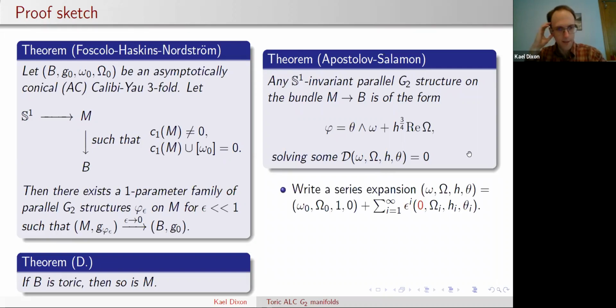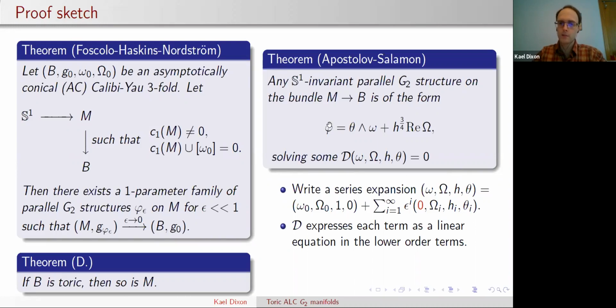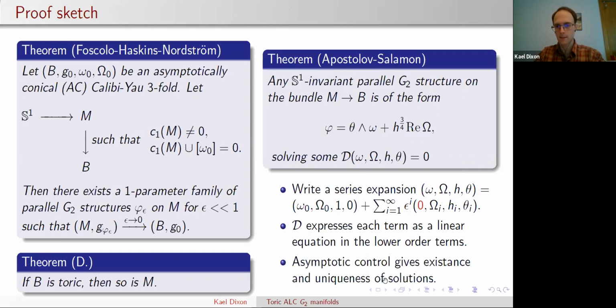So in order to find this family of G2 structures, you do a series expansion with some epsilon parameter, and they do it in such a way that the symplectic form is fixed. We'll see that's kind of important. And then when you look at what this differential operator does to this system of tensors, you end up being able to inductively figure out how it works. Each of these terms is going to be a linear system of equations in all the lower order terms. And then there's a bunch of analysis that goes on to show that you get existence and uniqueness using the asymptotically conical condition.